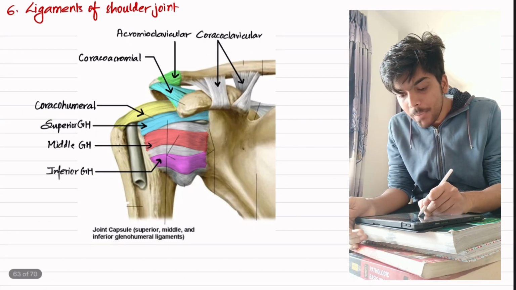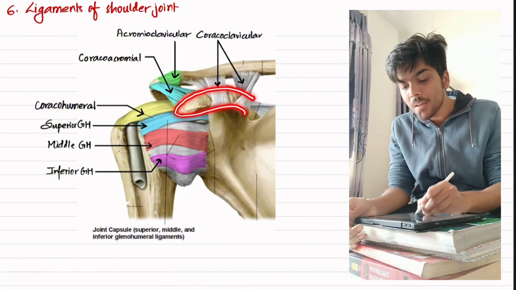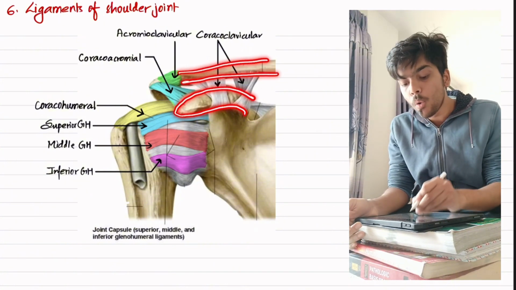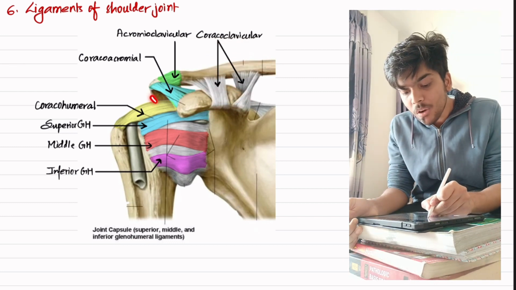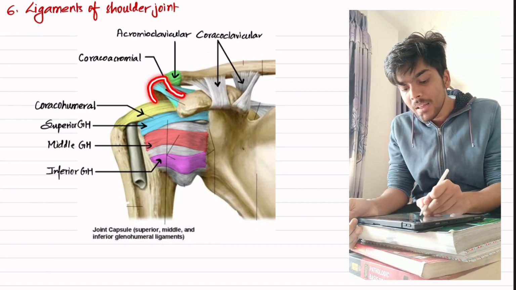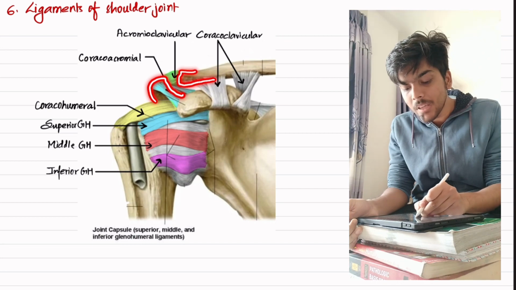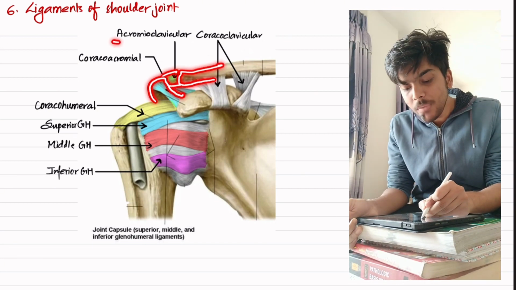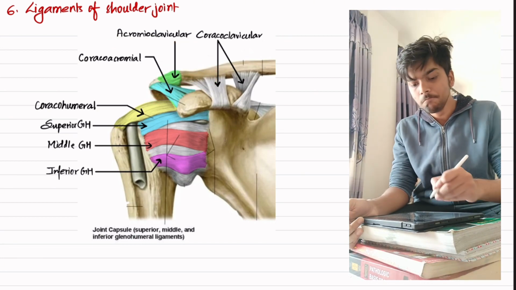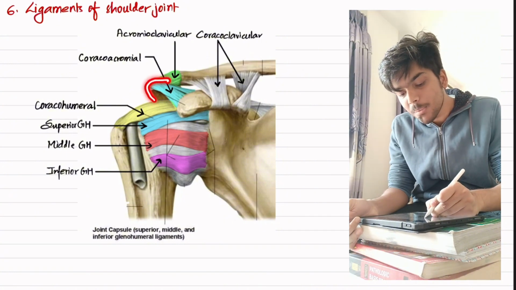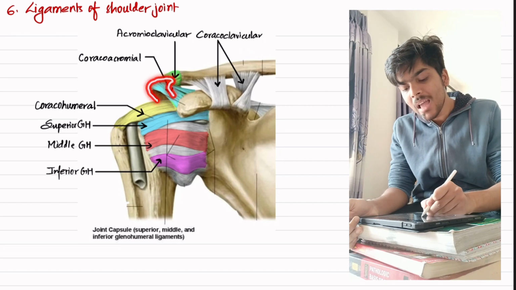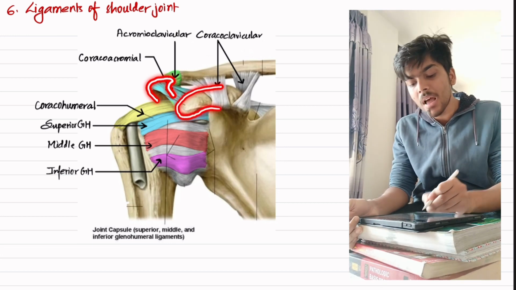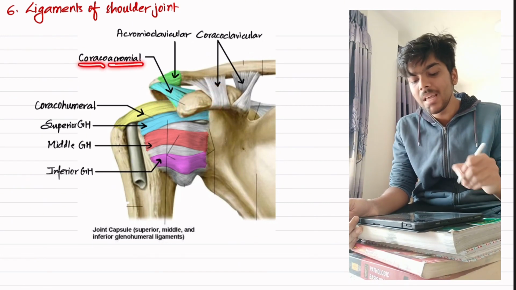So what are the various ligaments? There are ligaments in between the coracoid process of scapula and the clavicle called coracoclavicular ligament. There's a ligament between the acromion process of scapula and the lateral part of clavicle called the acromioclavicular ligament. In between the acromion process of scapula and the coracoid process of scapula, there's the coracoacromial ligament.